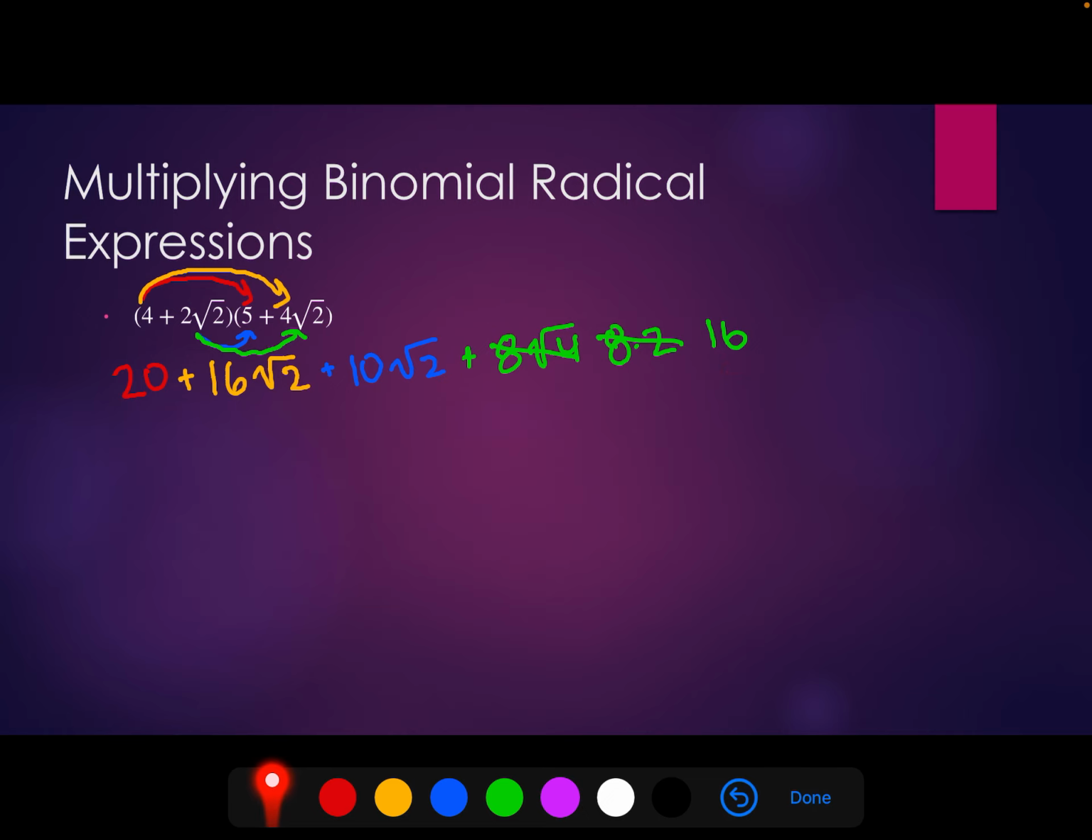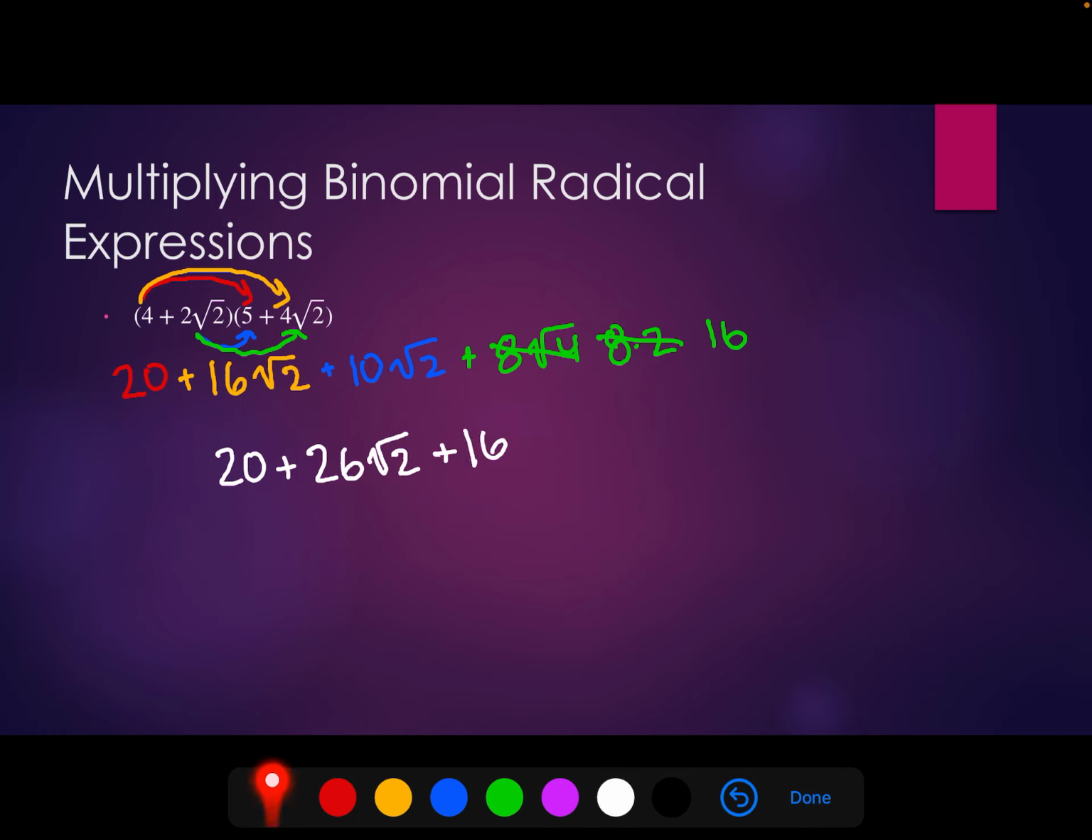All right, now we take a look and we see that we have two terms that have a radical of root 2, square root of 2. So we can combine these two terms. If we do that, we now have 20 plus 26 root 2 plus 16.